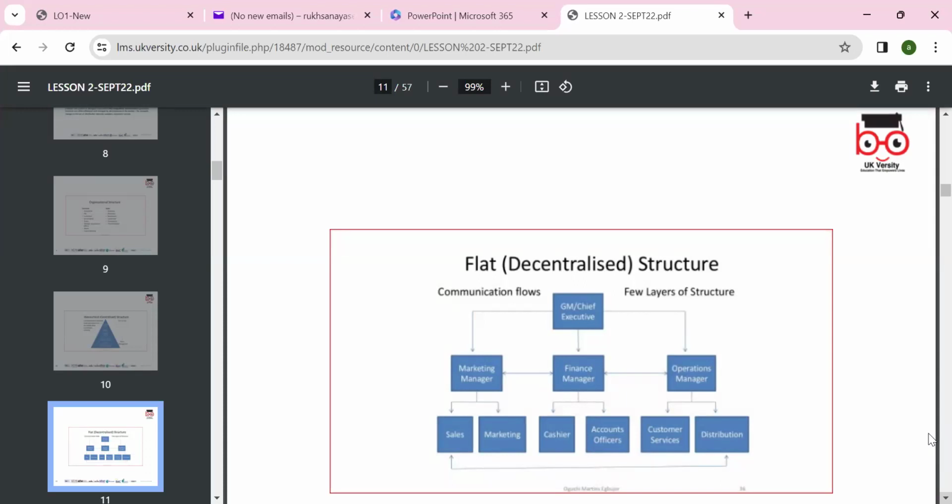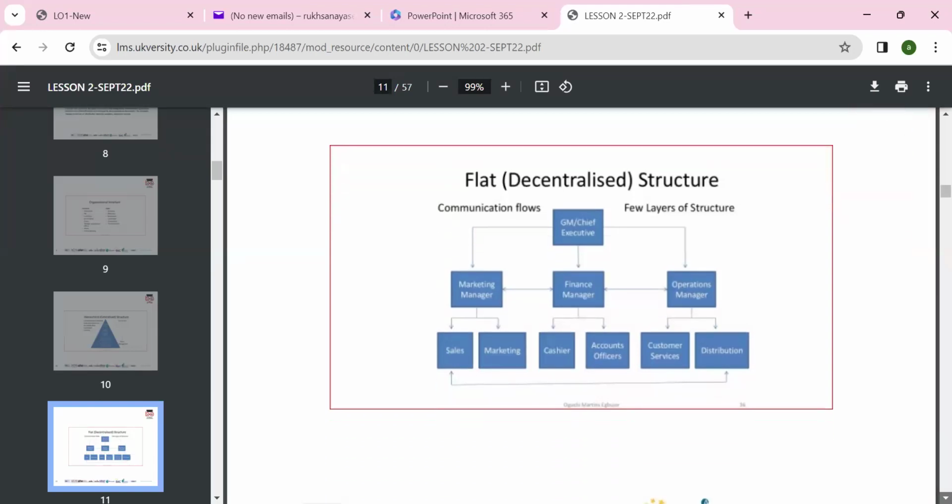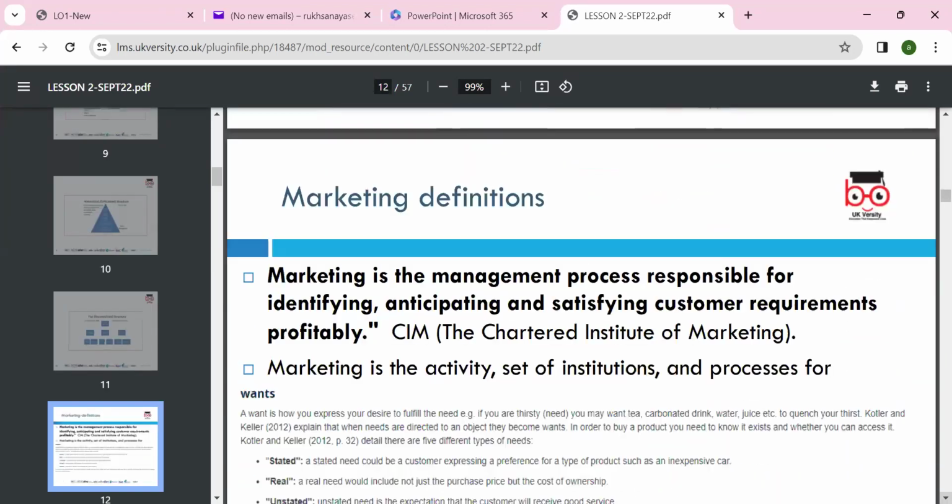So flat structures are decentralized. We can look around at these, the people have the power. Decentralized, we can delegate, with few layers in the structure. Yes, it's not many layers, one, two, three or four, depending on the organization, they can be decentralized.